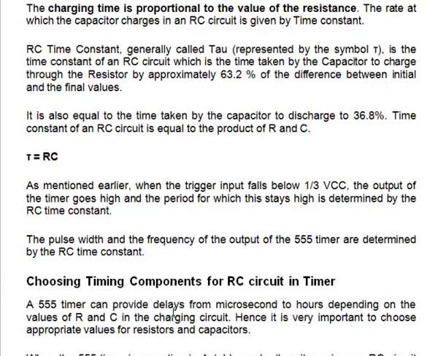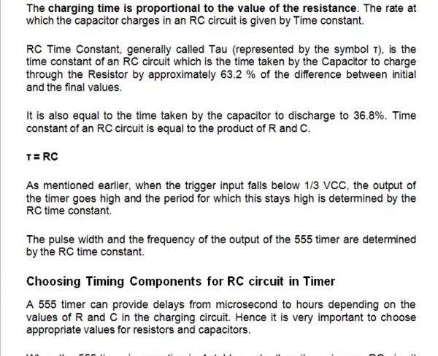The RC time constant, generally called tau, is the time taken by the capacitor to charge through the resistor by approximately 63.2% of the difference between the initial and the final value. It is also equal to the time taken by the capacitor to discharge to 36.8%. The time constant of an RC circuit is equal to the product of R and C, so tau equals R times C. The pulse width and the frequency of the output of the 555 timer are determined by the RC time constant.